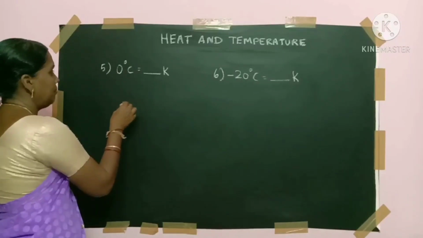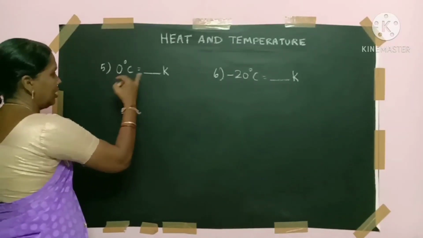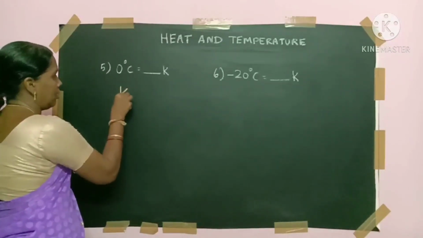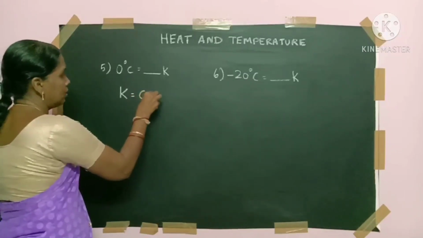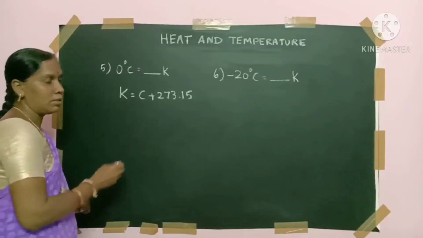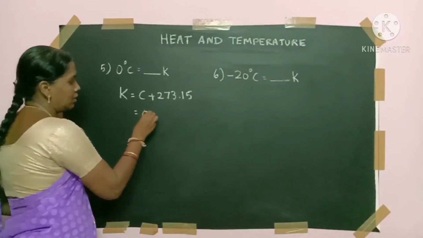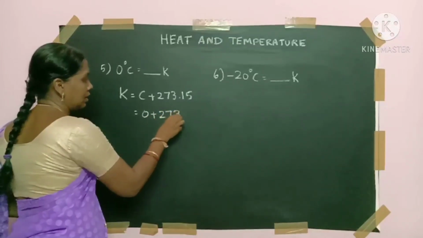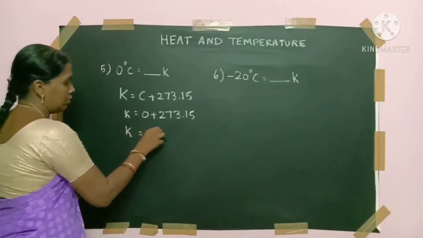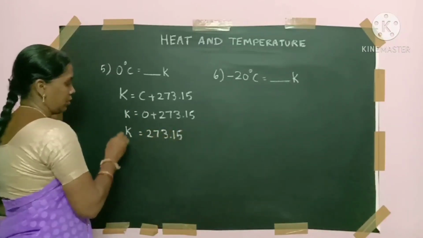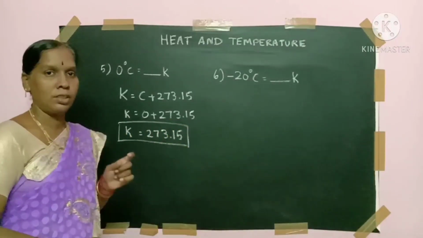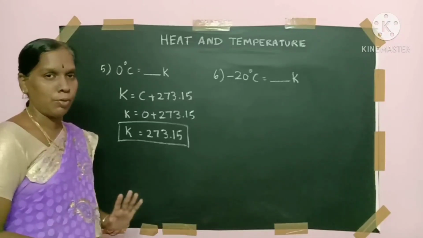The next, fifth sum: 0 degree centigrade is equal to dash Kelvin. We have to convert the Celsius to Kelvin value. First write the formula: K equal to C plus 273.15. What is the C value here? 0. Anything added with 0 gives the same value. So K is equal to 273.15. That's the answer. I already said, for centigrade and Fahrenheit the degree should be put, but for Kelvin it should be omitted.